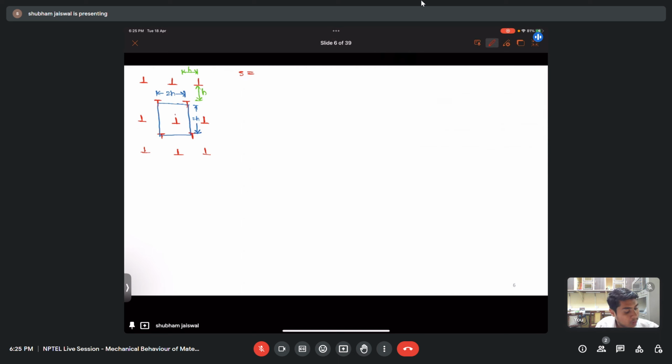This one is 1, and 1 by 4th of all 4 dislocations, so we get a total of 2 dislocations divided by its area, which is 2h square. If we solve it, we get rho equal to 1 upon 2h square, or we can say the distance between dislocations is nothing but 1 upon root 2 into the dislocation density.